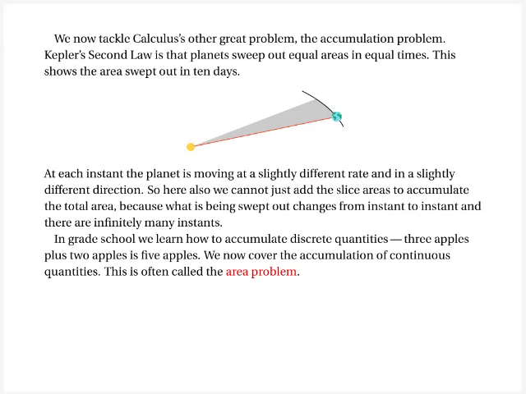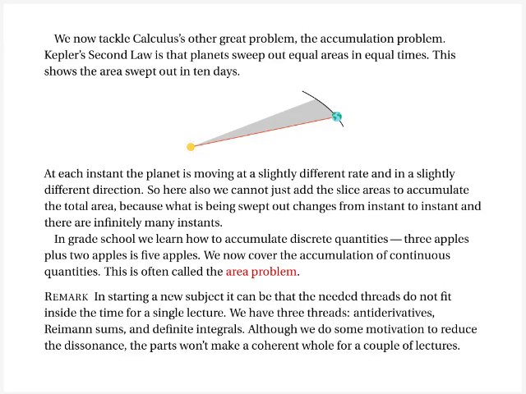So in grade school, we learned how to accumulate together discrete quantities. 3 apples plus 2 apples makes 5 apples. But we're now going to cover the accumulation of continuous quantities. This is often called the area problem. You see why? Because on this slide, we've got an accumulation of area.